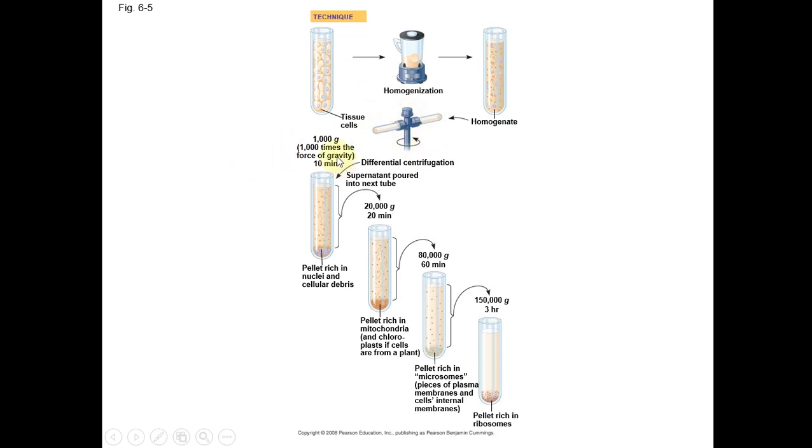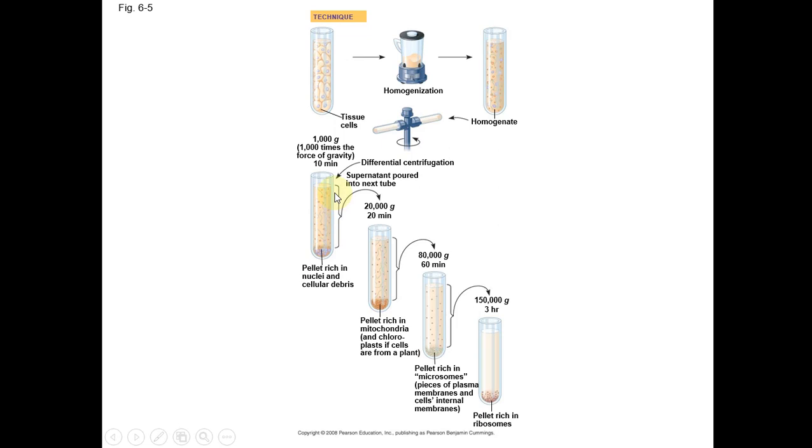So, here, at 100 times the force of gravity for about 10 minutes, you're going to separate pellet-rich in nuclei and cellular debris from the homogenate. Diba? So, we separated using differential centrifugation. Pag sinabing differential, we can differentiate which one is homogenate, which one or the pellet-rich. Okay, so, eto na. We can now separate the pellet-rich in nuclei and cellular debris. Okay, and yung nasa taas still, you call this one as supernatant.